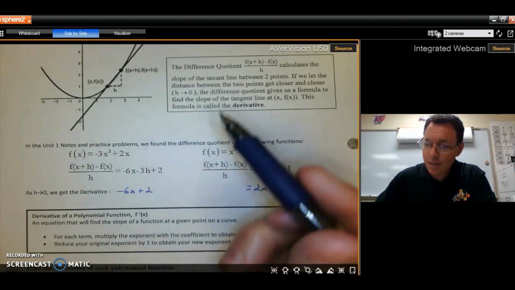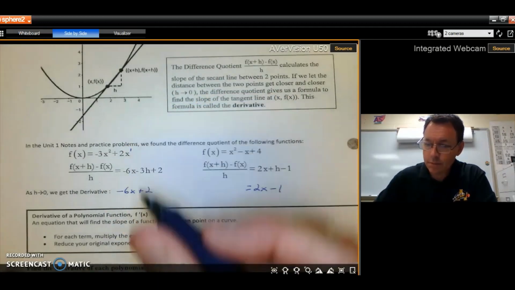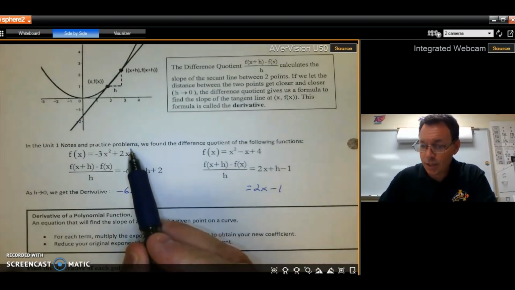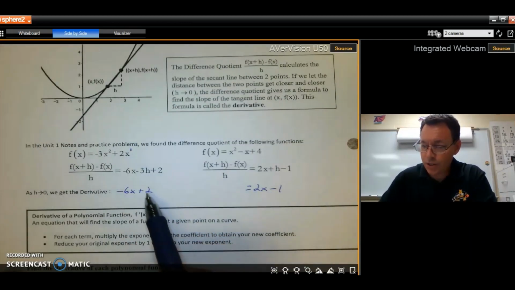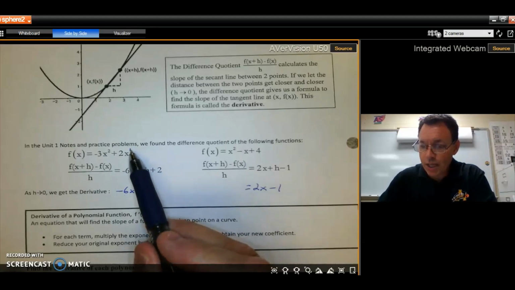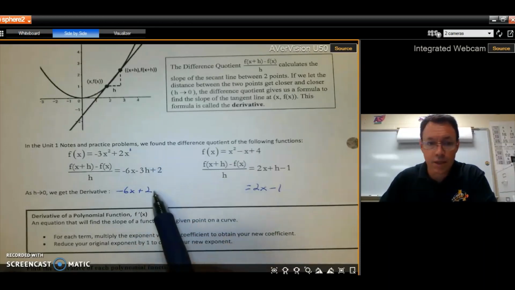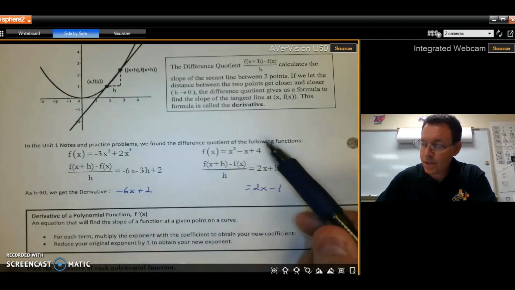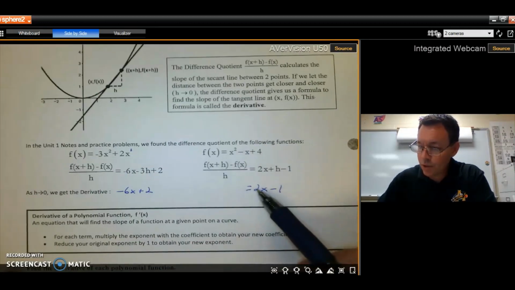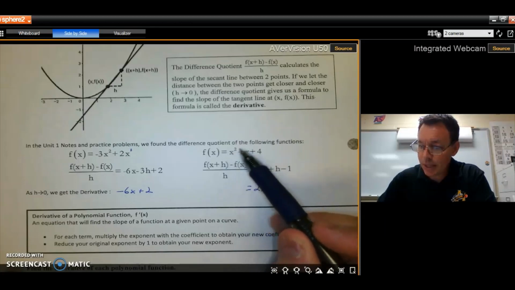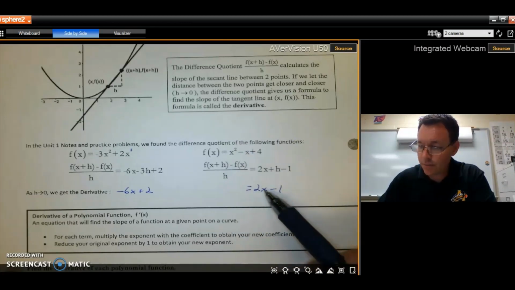And if you take this exponent, which is just a 1, that's what you do every step. You take the exponent, multiply it by the coefficient, and then you reduce the exponent by 1. Well, that 1 is now going to be a 0, so we're not going to write it. It's going to disappear. Same thing over here. 2 times 1 is 2. Reduce this by 1, and you get x to the first.